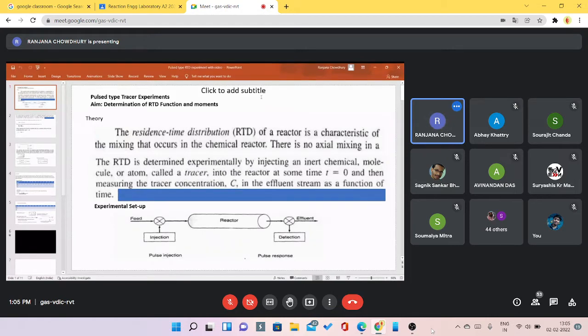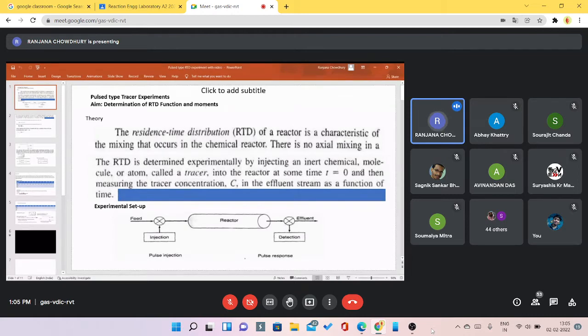So, for the determination of this residence time distribution, we use some tracer, and the characteristic of the tracer is that it is non-reactive in nature, because this RTD has nothing to do with the reaction. It is actually the characterization of the behavior of the reactor from the perspective of hydrodynamics.